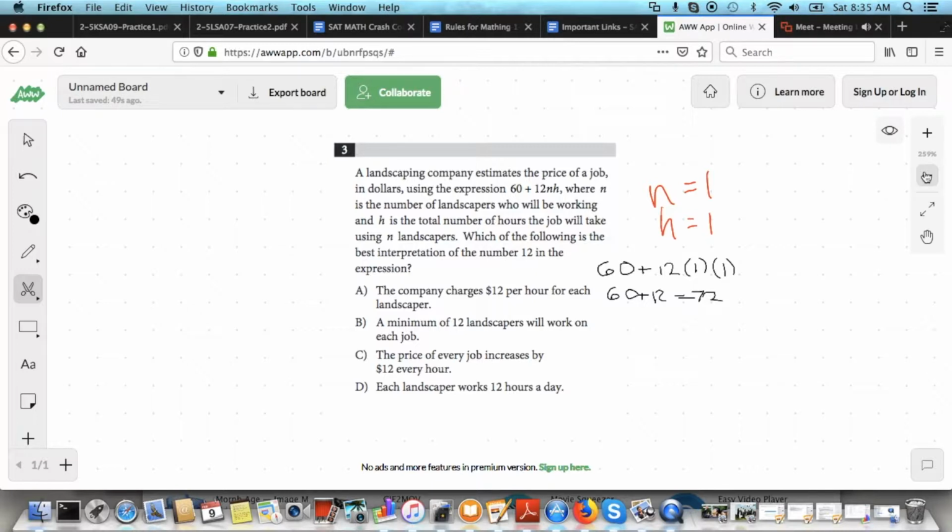Right, why can we eliminate B? Well, a minimum of 12 landscapers will work on the job. That obviously doesn't pertain to... Yeah, because we just plugged in 1 and it worked, right? Does that make sense, guys? It doesn't have to be 12. That's crazy, right? We just plugged in a 1 and it's fine. I mean, it's expensive for a landscaping job, but it's fine. And then why D? You're absolutely right.